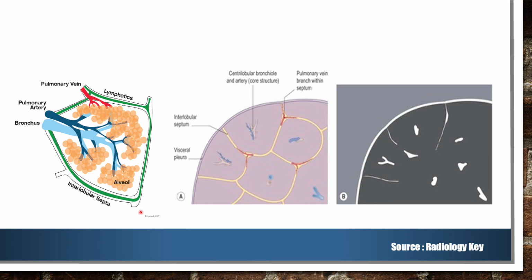This is a secondary pulmonary lobule which has a pulmonary artery and the bronchus in the center with lymphatics surrounding it and the interlobular septa. Now, if this interlobular septa becomes thickened, it's called interlobular septal thickening. And the intralobular structures, the peribronchovascular interstitium or the subpleural interstitium or the intralobular interstitium can also get affected.